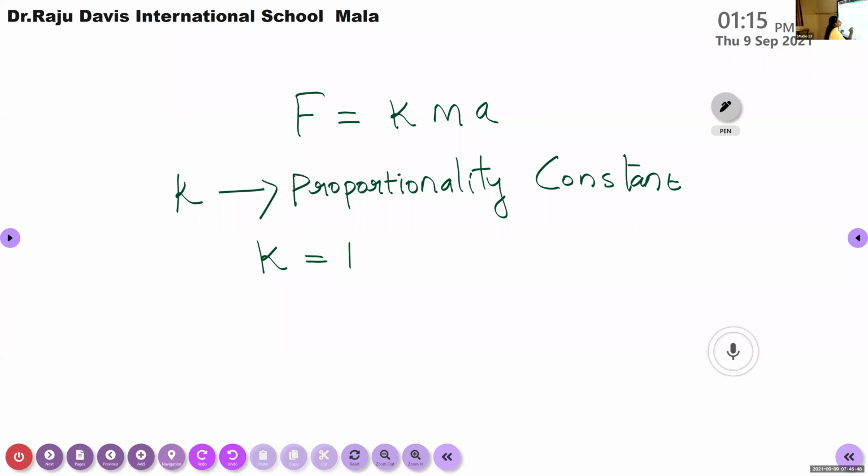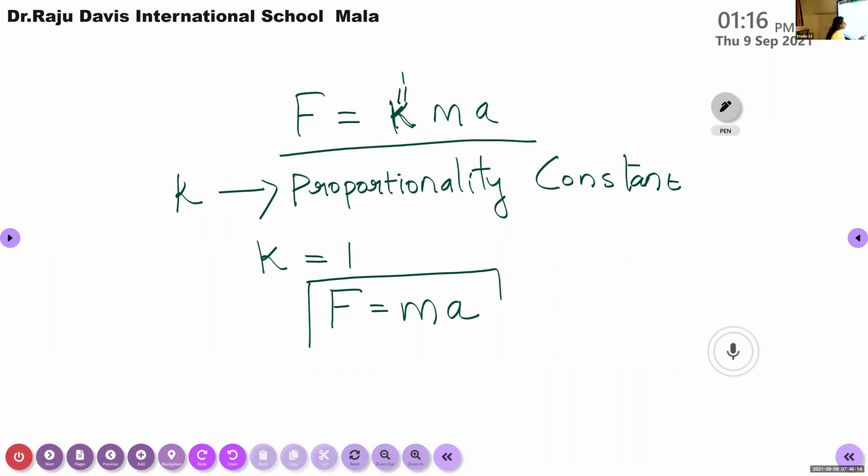Then what about the equation for force? From the equation F is equal to k into m into a, where k is the proportionality constant equal to 1, our equation becomes F is equal to ma. So from Newton's second law of motion, we get an expression for force.